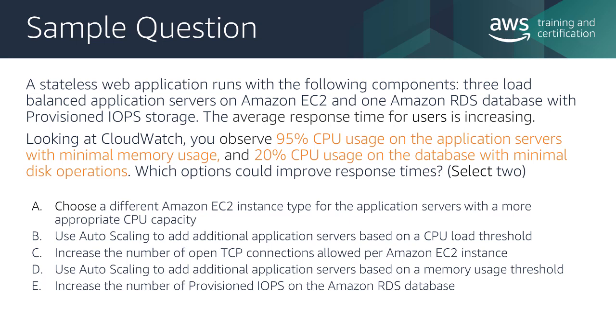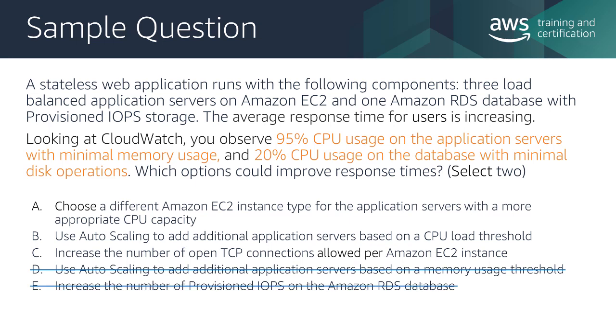So let's go through the different responses and find ones that can be eliminated. Right away, option D jumps out at me. Using auto-scaling to add additional application servers based on memory usage threshold, we've already pointed out that it's minimal memory usage. This is the exact opposite. Scaling on memory usage does not improve any response time.